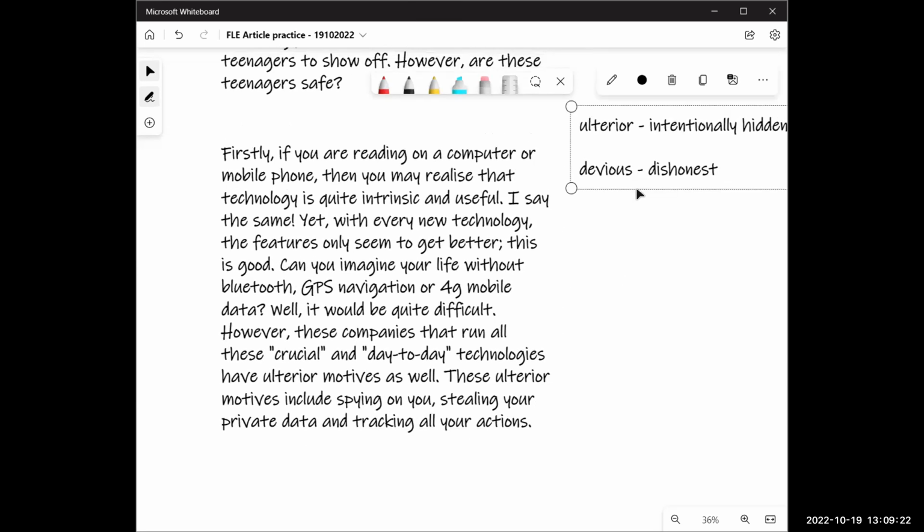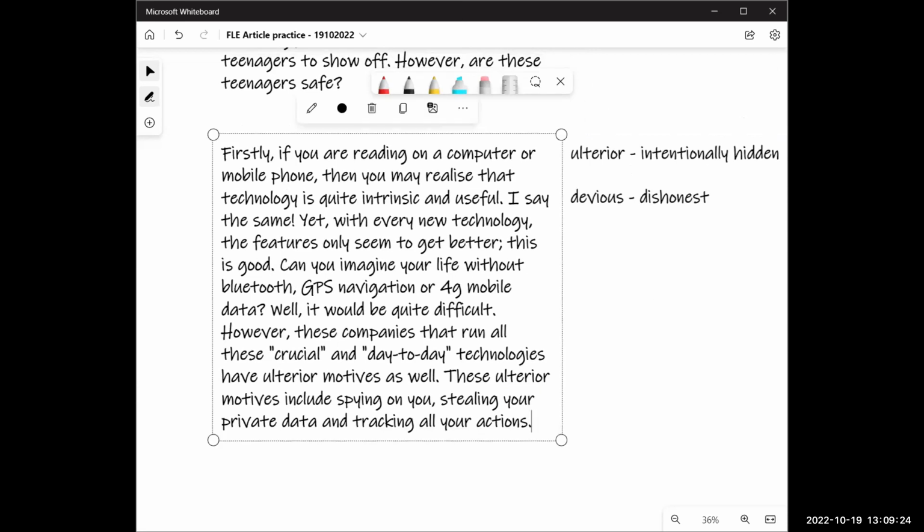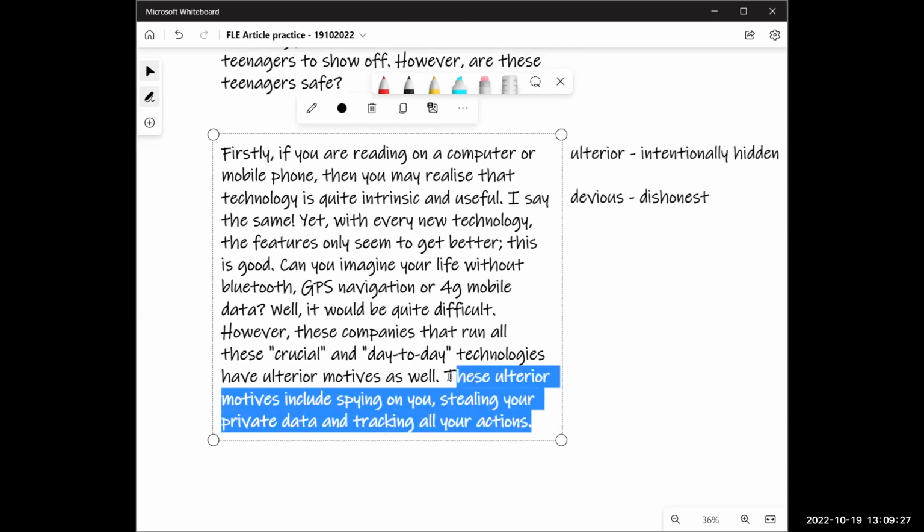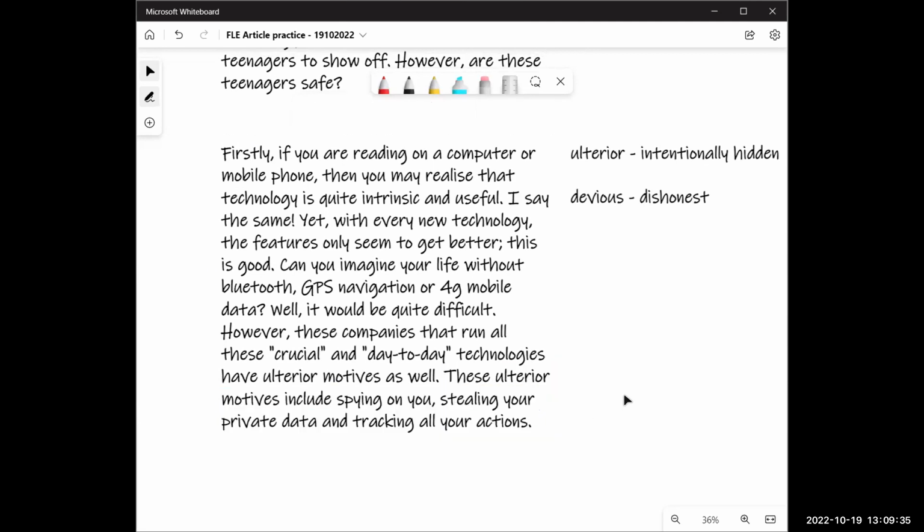Now, Rachit, finish writing the meanings. Done, sir. Now, read the last line over here. Okay. These ulterior motives include spying on you, stealing your private data, and tracking all your actions. Now, you may think all of these mean the same thing, don't they? Tracking your actions is the same thing as spying on you. Stealing your data is the same as spying on you and tracking your actions. But the thing is, you have to write these in three, which is called a list of three, for giving more emphasis on your opinion. Fine, list of three.